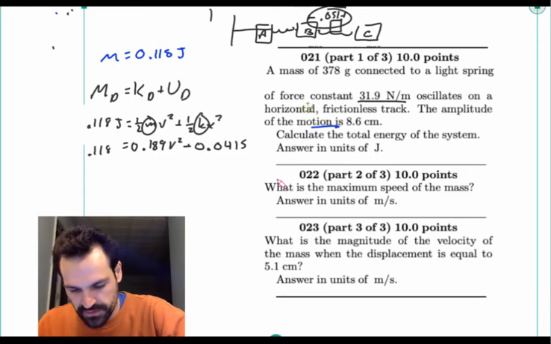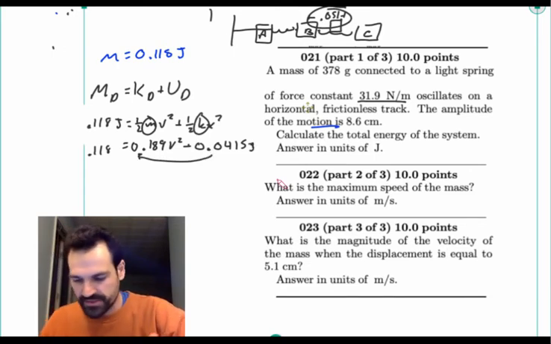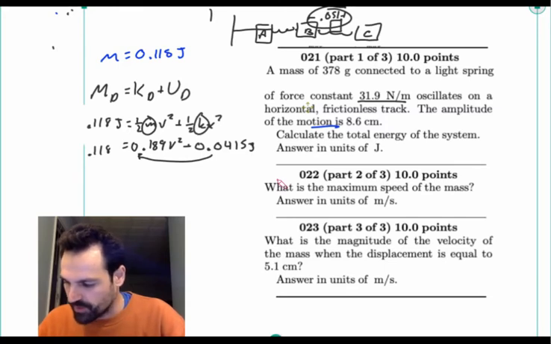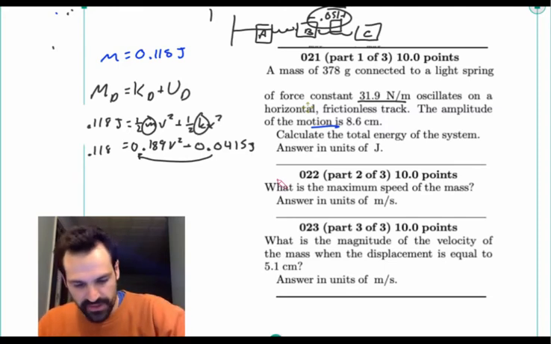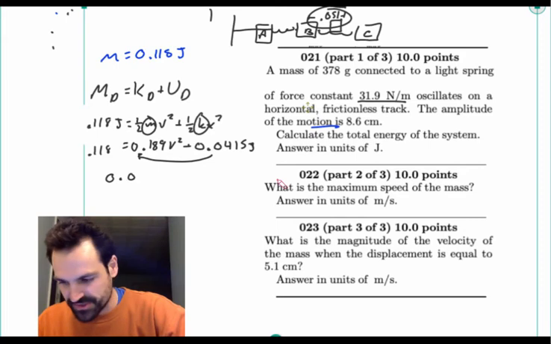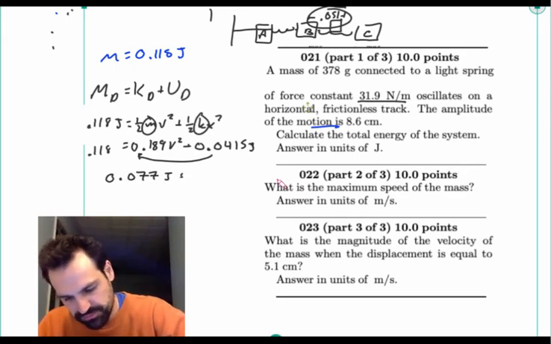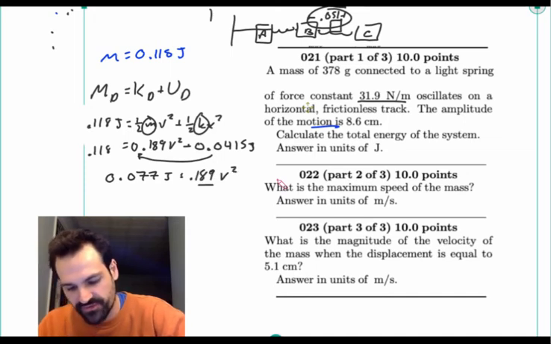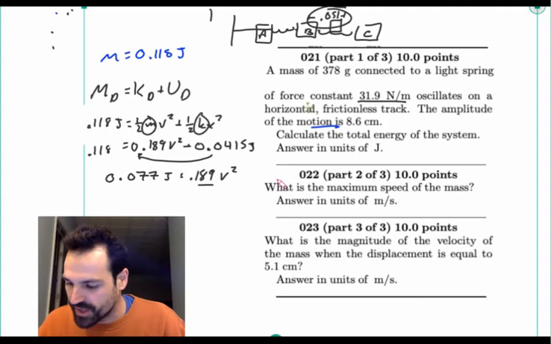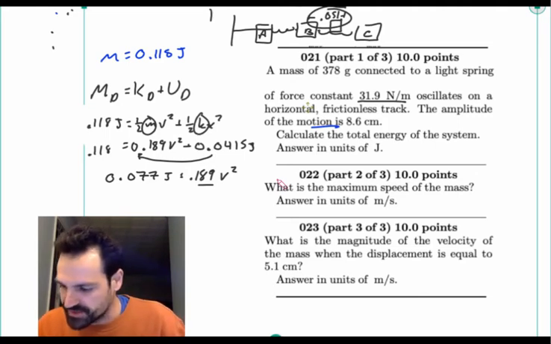0.5 joules. So now we're going to subtract that from both sides, 0.118 minus that answer we just got, to get 0.077-ish joules equals 0.189 times v squared. And since we're trying to isolate for v squared, we're going to divide by 0.189 and then take the square root.